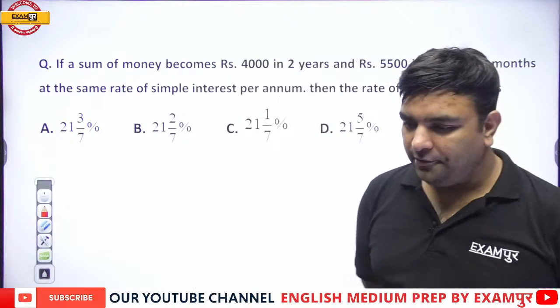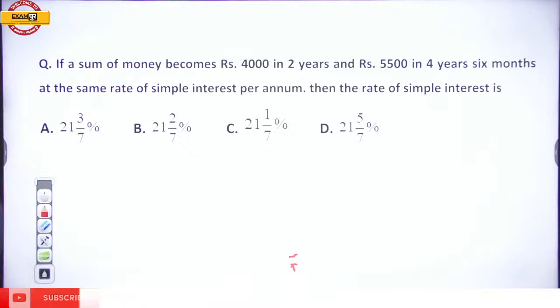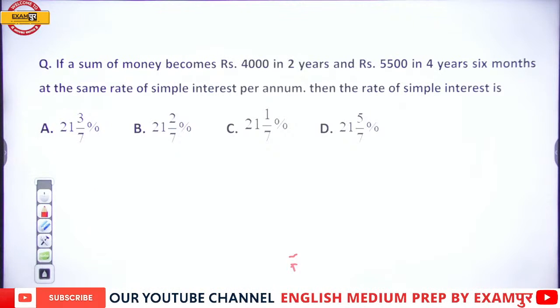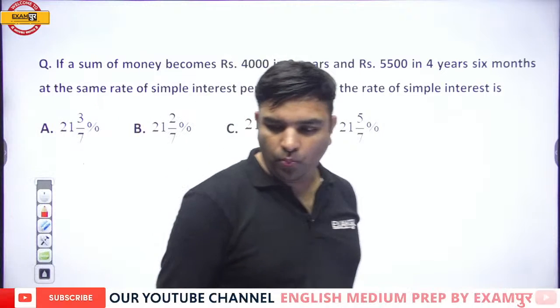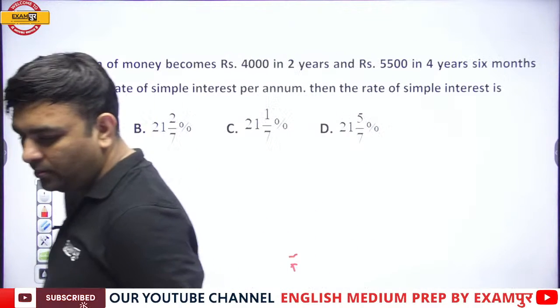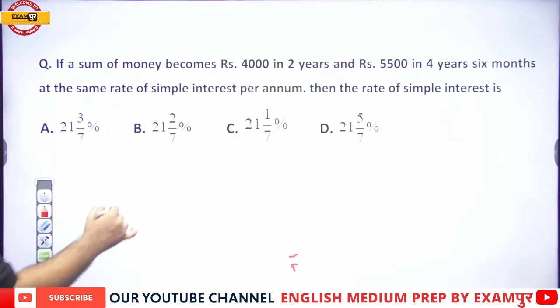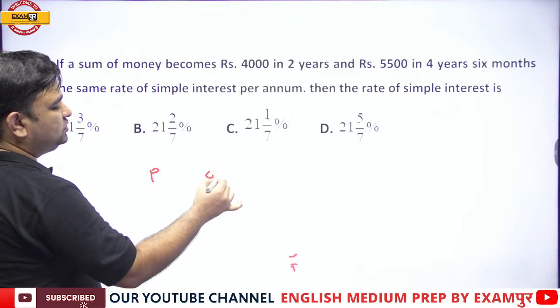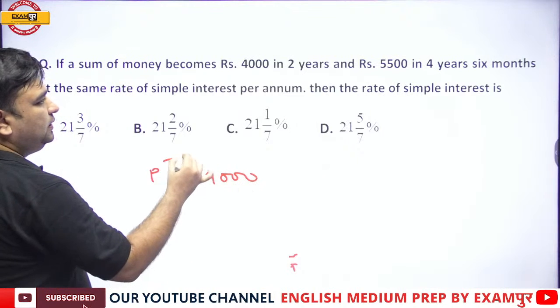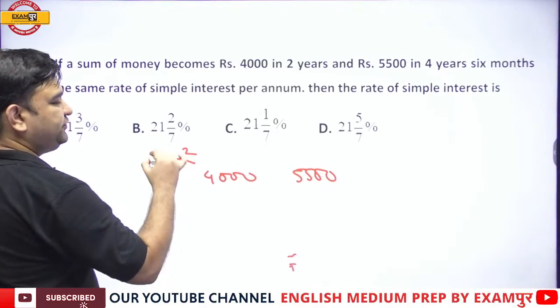It's a question of simple interest, yeah? I hope you must have read it. A sum of money becomes 4,000 in 2 years. And it becomes 5,500 in 4 years, 6 months. Means 4.5 years.